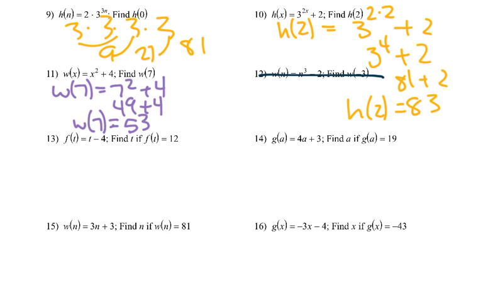Okay, number 13, F of 12 would equal 12 minus 4. 12 minus 4 is 8. F of 12 would equal 8.